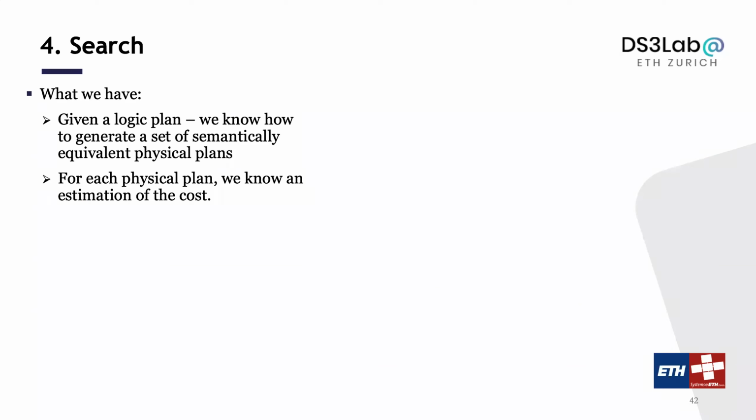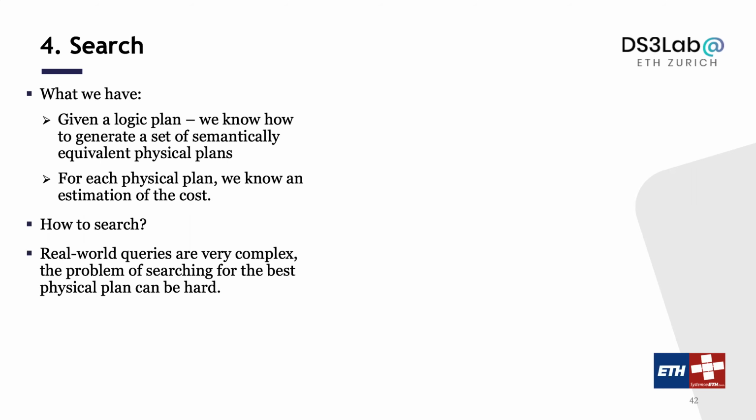Okay, so we talked about three things: the cost model, the search space, and the execution model. Essentially, given a logical plan, we know how to generate a set of semantically equivalent physical plans, so we know the search space. For each physical plan, we know an estimation of the cost. Now let's put this together and talk about how to search within that search space to get a physical plan with the smallest cost.